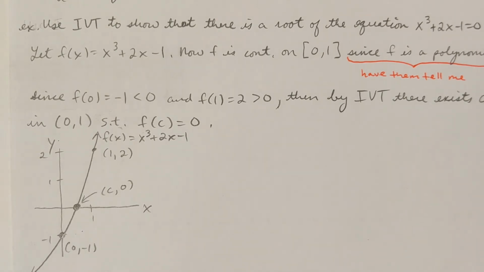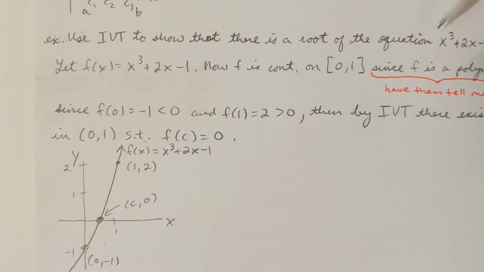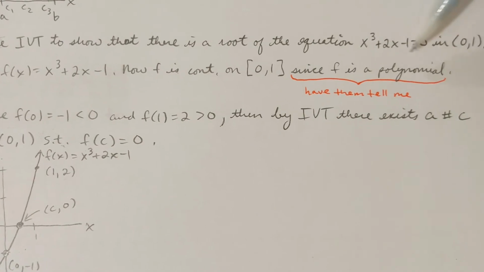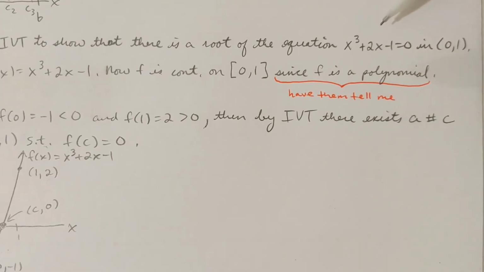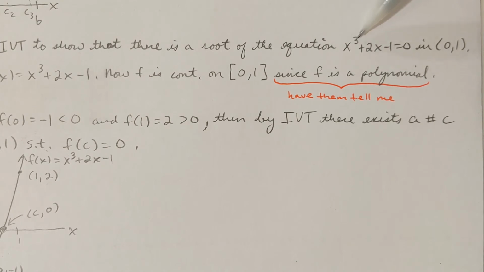So let's take a look at a typical example here. Use the intermediate value theorem to show that there is a root of the equation x cubed plus 2x minus 1 in the open interval 0 to 1. This equation, by the way, would have 3 solutions. I know that from algebra because this is a degree 3 polynomial. There'll be 3 answers for x.